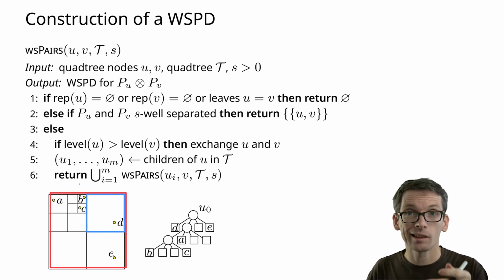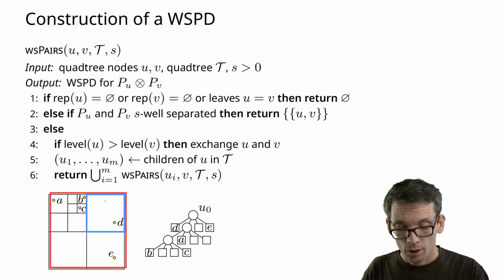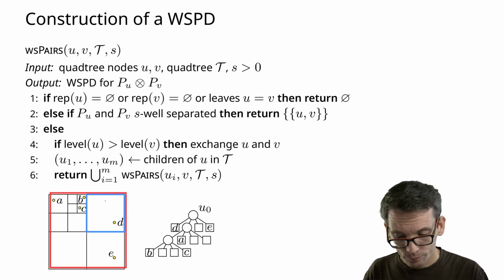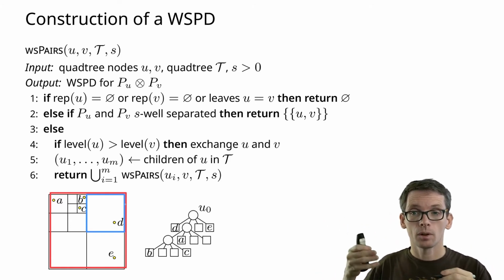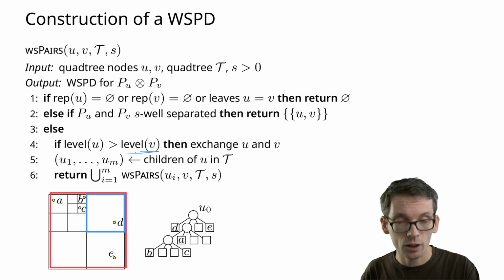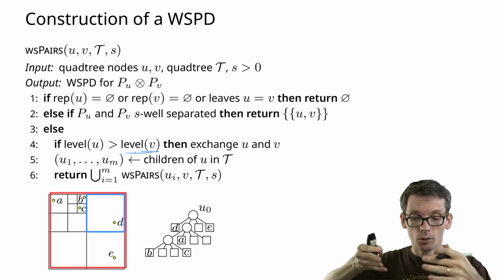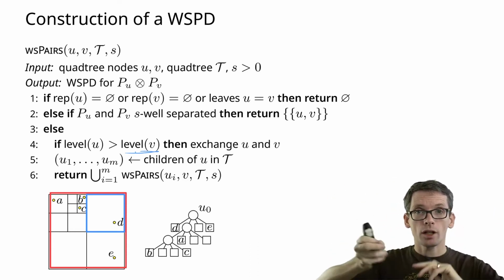So let's for instance look at this case here. U was the blue one, V was the red one. Now V is larger, so in particular the level of V is smaller. V has level 0, U has level 1. So I'm going to exchange the roles.